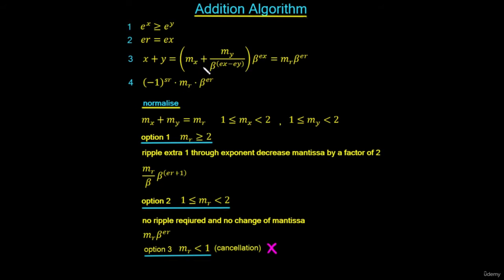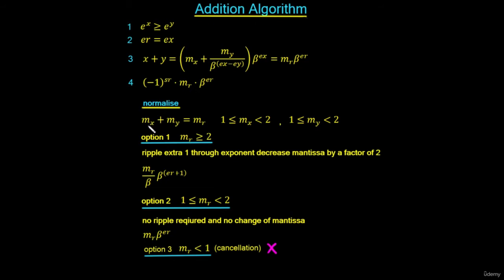We then go ahead and we can do the additions, and the final result is given by this mantissa r, which just stands for mantissa of the result. So the final result is going to be the mantissa of the result, which is inside the brackets here, times beta to the er, which is the exponent of the result. And the sign is going to be -1 to the sign of r. So what we have to do now is go through the normalization phase.